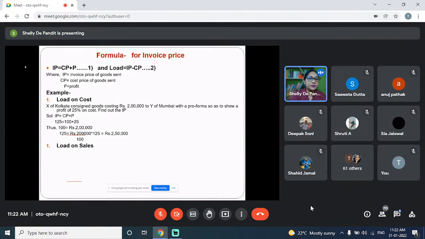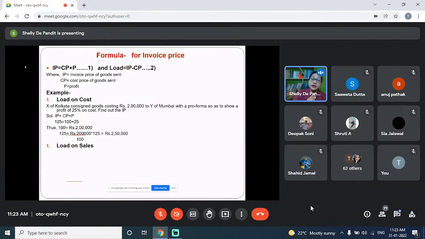Got my point? So what is our basic formula? IP is equal to CP plus P. Now you have to understand that the profit is nothing but a load. So just below P, I have written 25. Now below the CP, I have written 100. This is the thing we should learn. You must concentrate on what the load is added on. If it is on cost, cost should be 100. If it is added on sales, sales should be 100. That is the only trick.